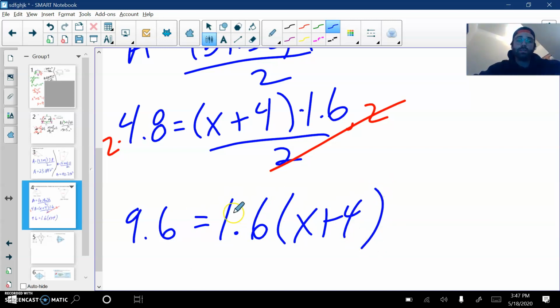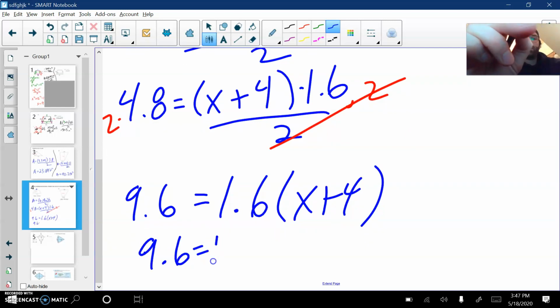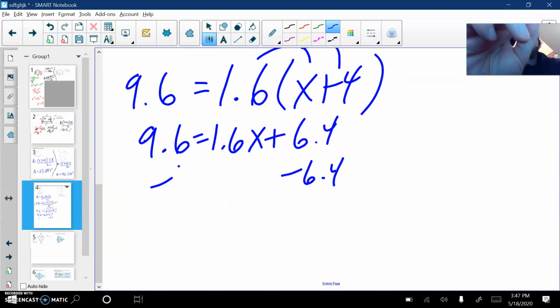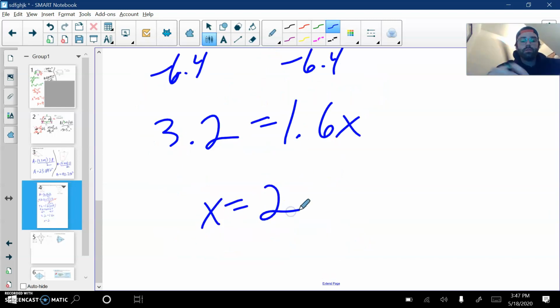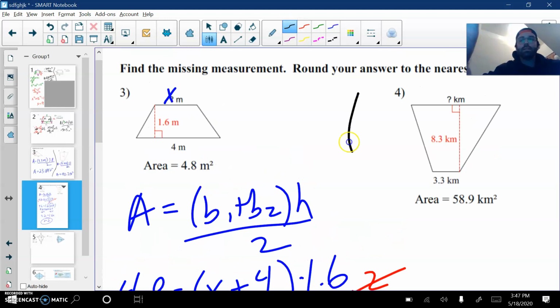Now you can distribute the 1.6. A lot of us probably have that habit, so I'm just going to go ahead and do that. And then I'll subtract 6.4 from both sides and get 3.2 equals 1.6x, and then x should equal 2. All right. Same idea. Next problem.